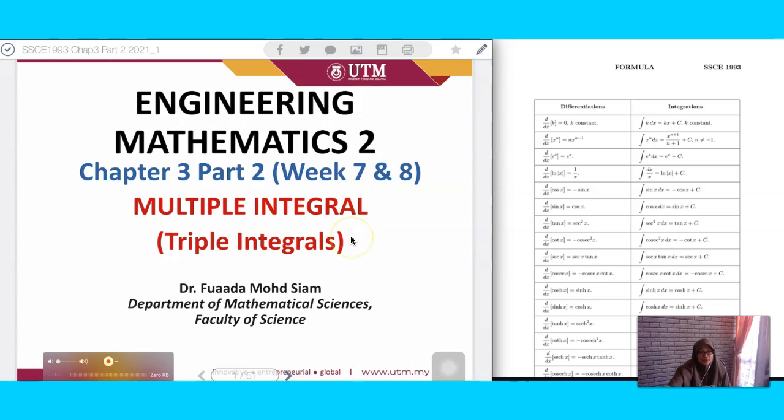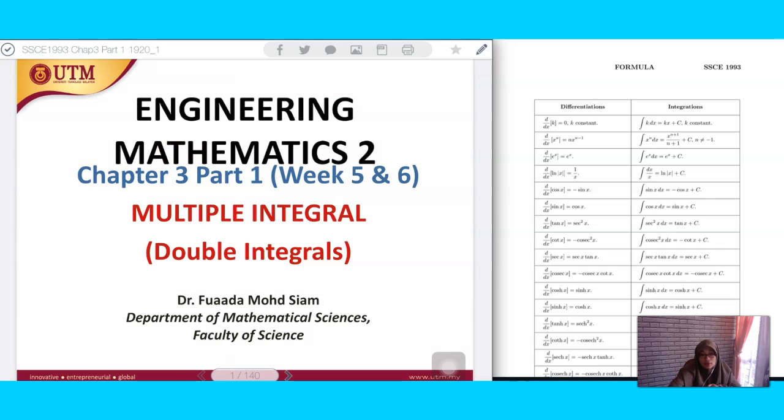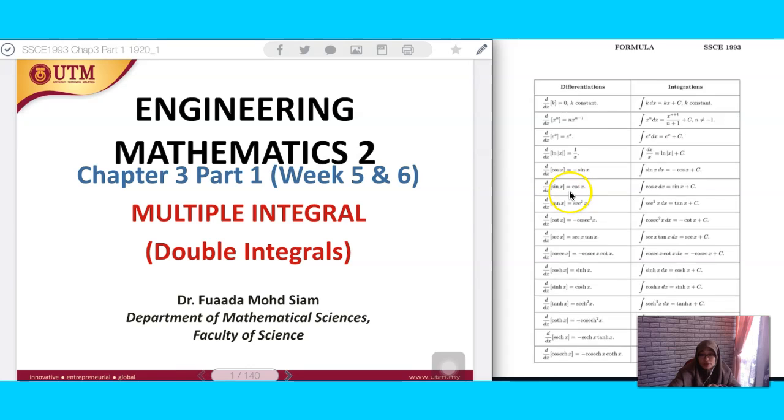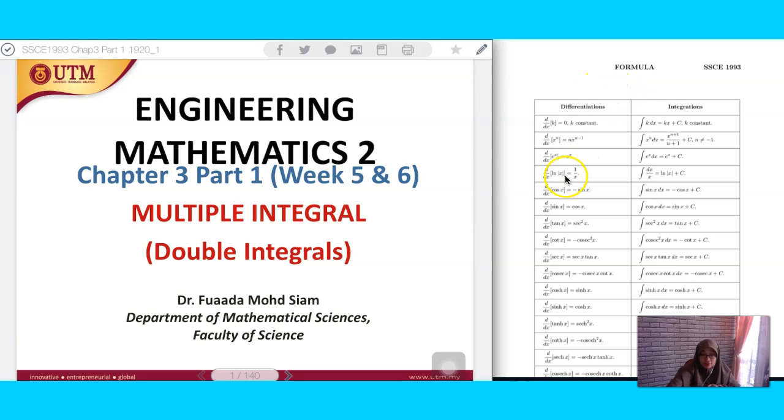Okay, so now we start with chapter 3. Chapter 3 is about the multiple integral. So I should share with you the part 1 first. Sorry about that. Okay, so before we look at the contents in multiple integral, I just want to share with you the formula.